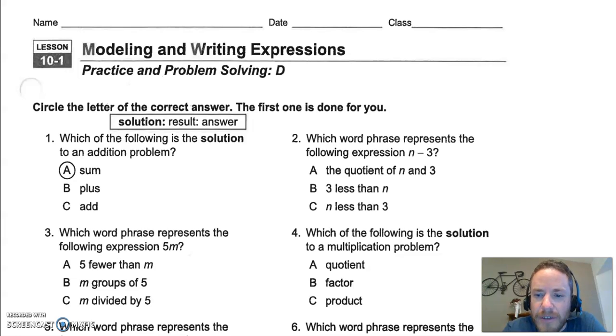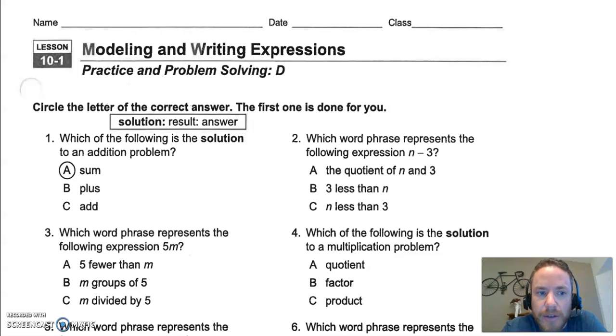Good morning, everyone. Mr. Smith here, getting ready to go over Lesson 10.1, the optional extra practice worksheet. I encourage you to try this worksheet first and then play this video to check your answers. Or you can watch this video if you get stuck on anything and need some extra hints.